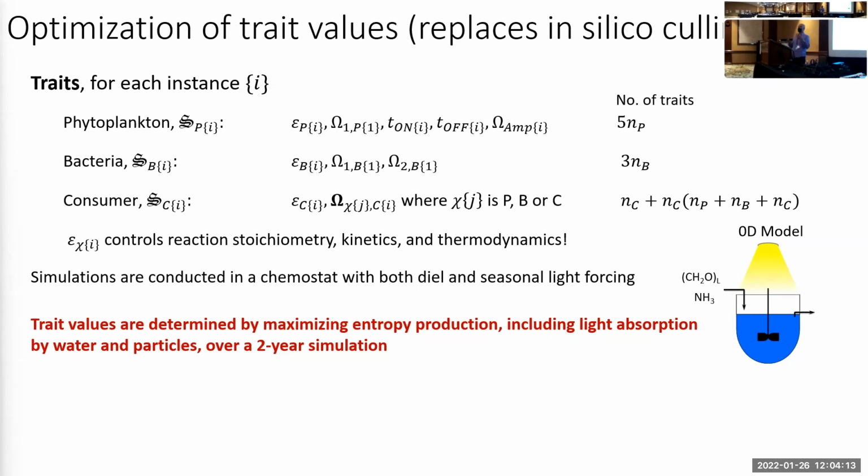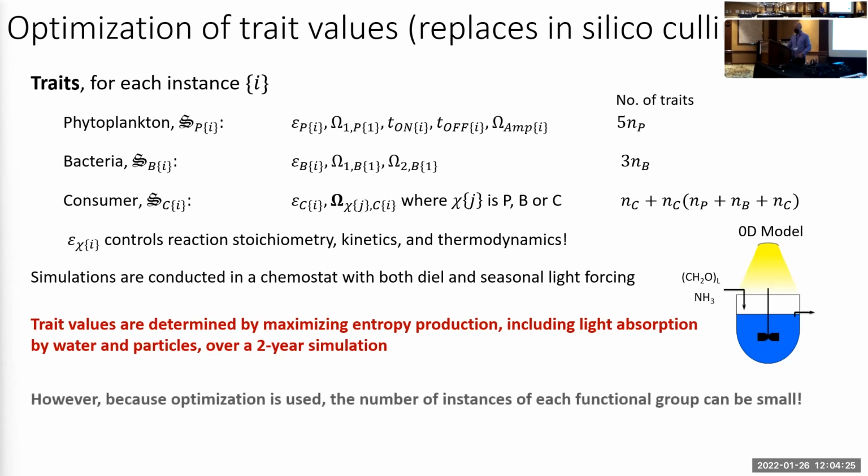You can think about it also as food. If there's food available, if you can change your food web structure and eat more food, and remember the organisms are food themselves, then you can dissipate more energy. So the system is just set up to do that. Another advantage of this approach is that because you're doing the optimization, you don't need a whole lot of instances of each functional group, because you're determining the values of the traits by optimization.